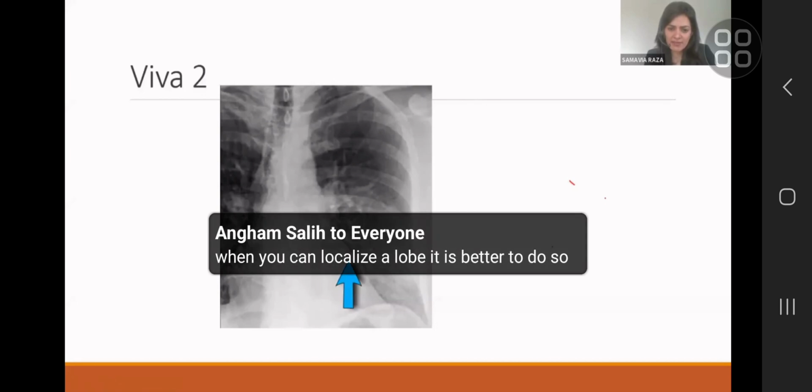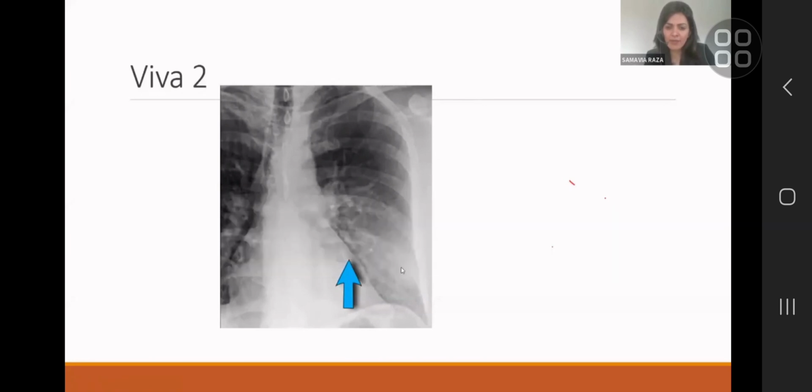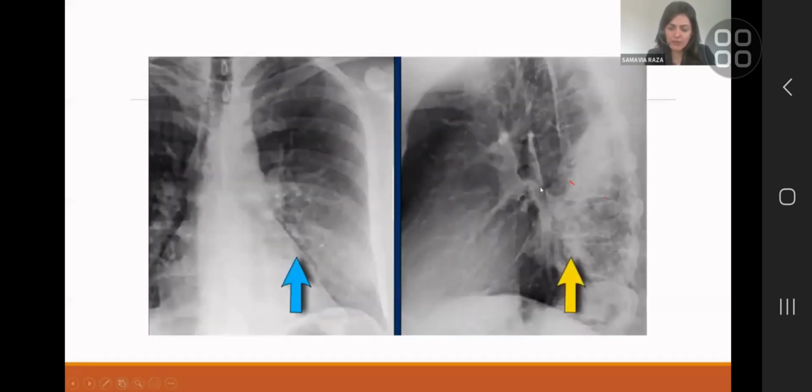But you can appreciate there is some density here that isn't visible on this side. So you are suspecting there is pathology here. It is not possible for the pathology to be this advanced in the lingula and not touch the heart. So if you see it on the next one, that is below the fissure. So that's in the left lower lobe. So that's a negative silhouette sign with the left lower lobe consolidation.